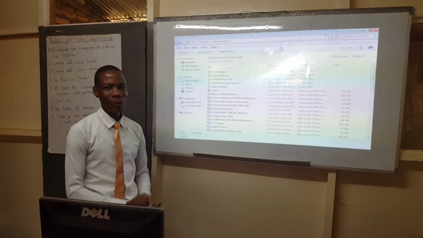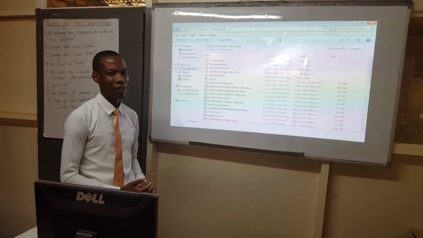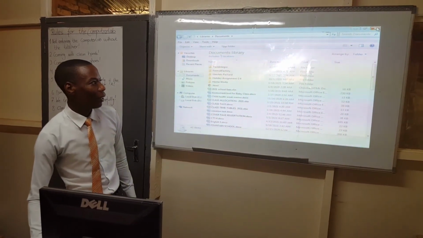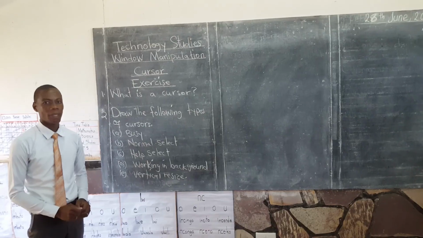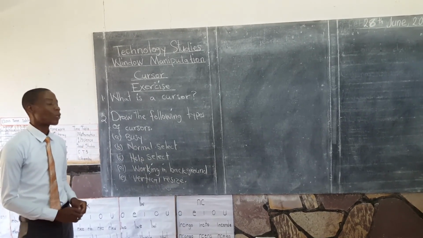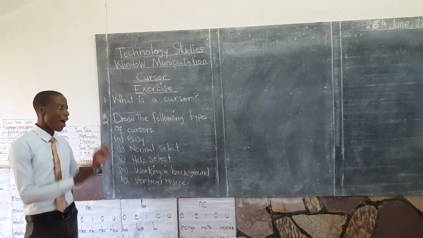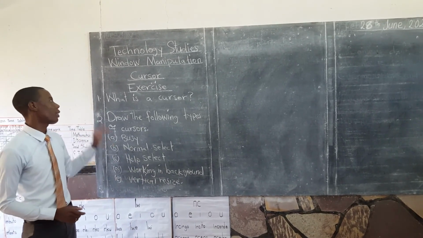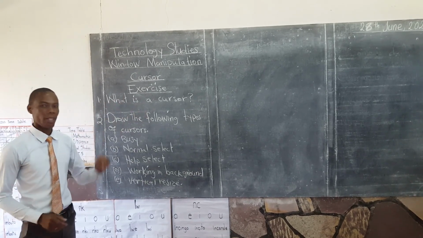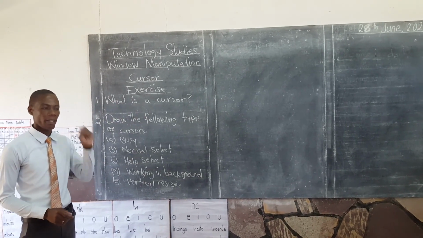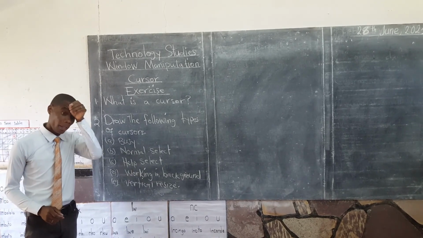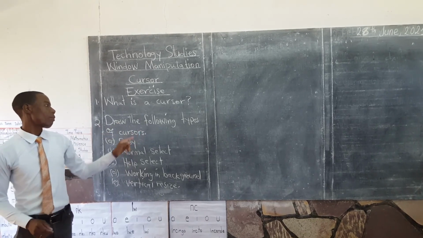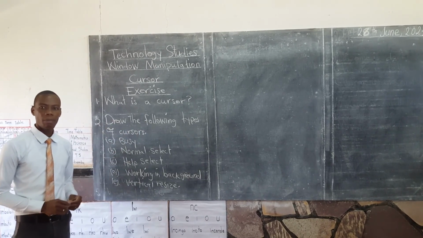Now, there is a short piece of work that I would want you to do. This is the short activity I want you to do after this video. It says, number 1, what is a cursor? You are going to explain what a cursor is. Number 2, draw the following types of cursors.